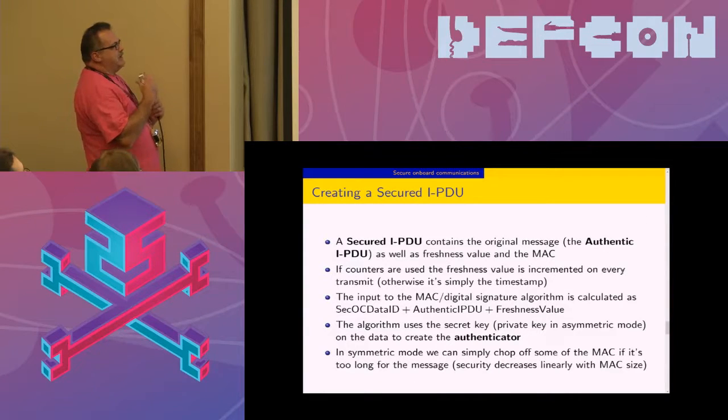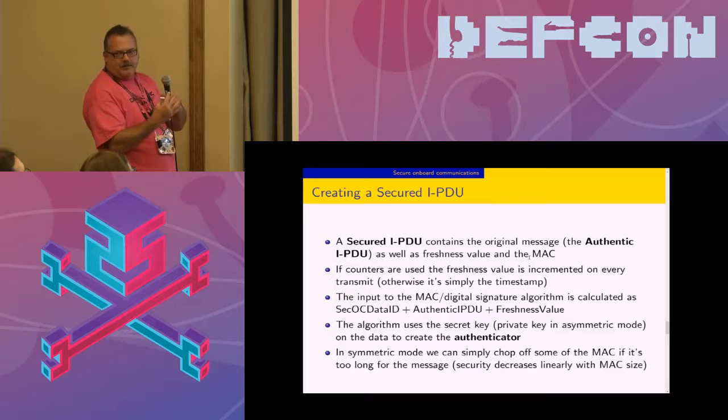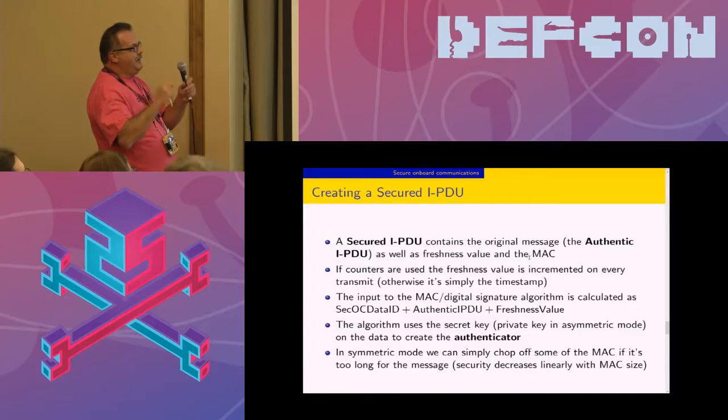So in the spec, it talks about secured IPDU, and that's basically what contains that original message or the data within the frame, okay, as well as the freshness value and the MAC. So that's basically all three of those components I just talked about. That is the secured IPDU.